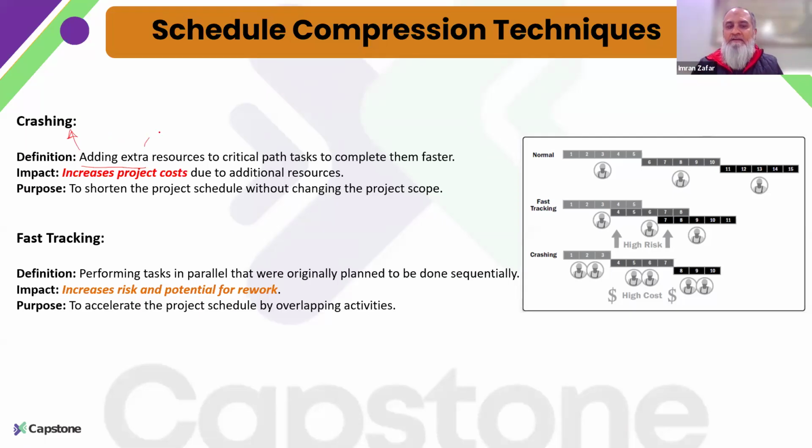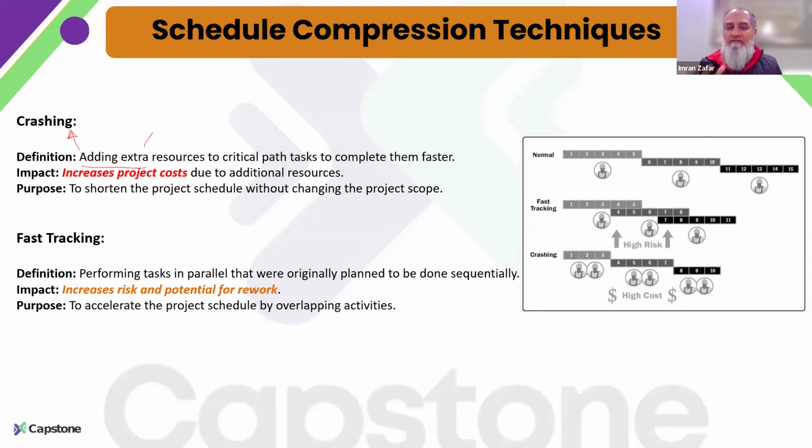So adding extra resources will mean extra cost because we will be requiring additional resources. There are 2 points to remember here. Crashing is done on critical path activities, and it will increase the project cost. One more point is that it can have some risk as well. But just remember these 2 points: it will increase cost and require additional resources, and it is employed on critical path activities.